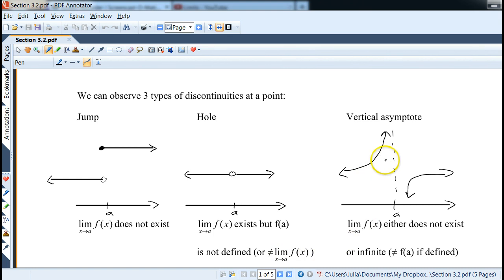And the third situation we can have is a vertical asymptote, which is sometimes called the infinite discontinuity, where the limit either does not exist if you have both sides approaching different infinities, or is infinite, in which case it still does not equal the y value, even if it's defined. It could be somewhere on the asymptote. You can define it as anything you want, but it still would not equal the limit, because the y value has to be finite, not infinite.